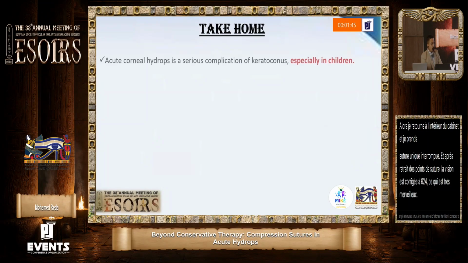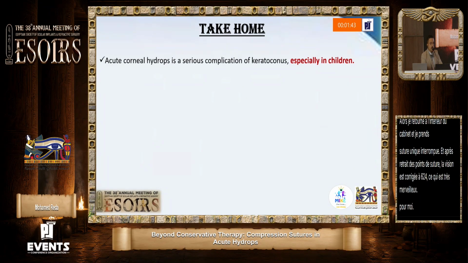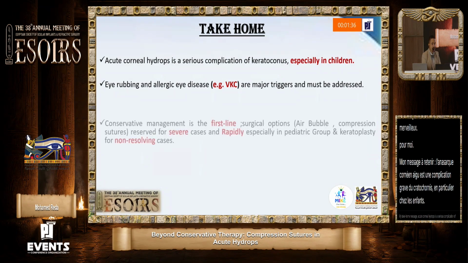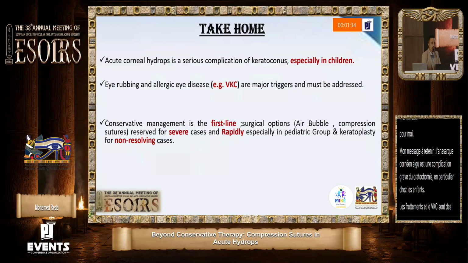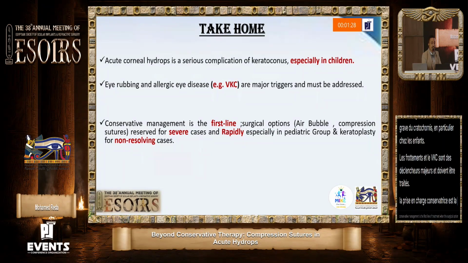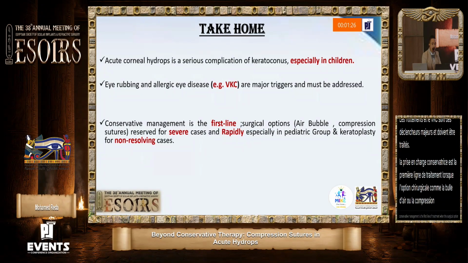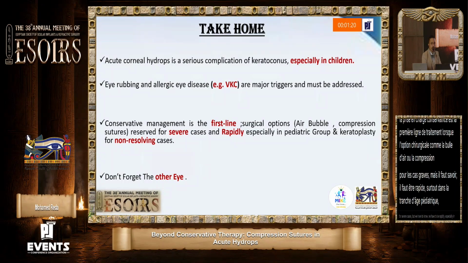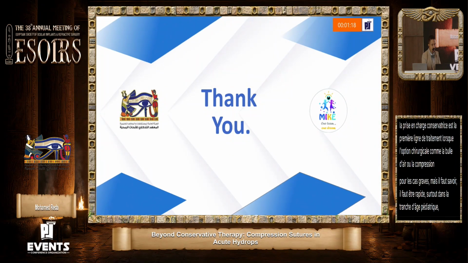So my take-home message: acute corneal hydrops is a serious complication of keratoconus, especially in children. Eye rubbing and VKC are major triggers and must be addressed. Conservative management is the first line of treatment, with surgical options like air bubble or compressing suture for severe cases, but we have to be rapid, especially in the pediatric age group, and keratoplasty only for non-resolving cases. And don't forget the other eye. Thank you.